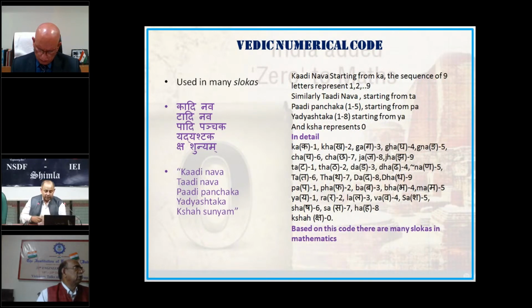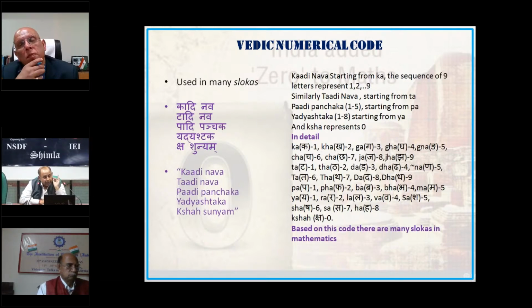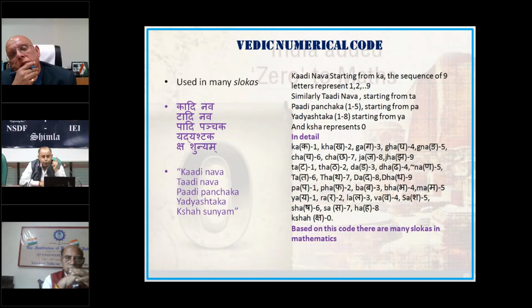The Vedic numerical code. In our numeric code, in the Vedas, every alphabet has been assigned a number. This is not X and Y, which are variables. Every alphabet has a number. And the basic shloka is Kadi Nava. Please, I'll try to explain this. Just 2 minutes I'll take. Kadi Nava, Tadi Nava, Padi Panchak, Yadi Ashtak, Kshah Shunyam.